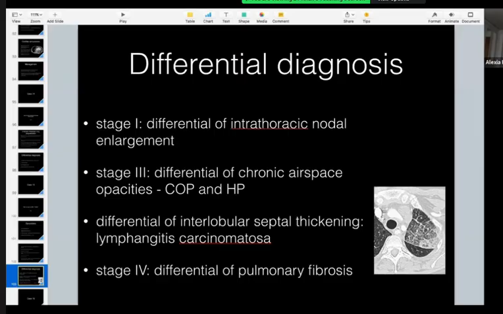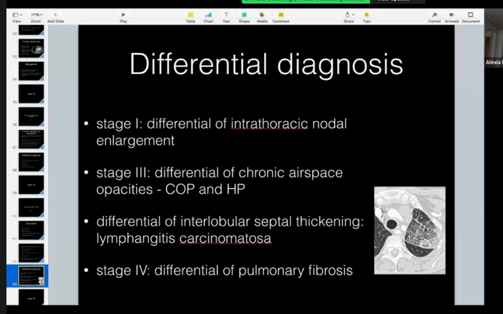In a patient with stage 2 sarcoidosis, as was the case with this gentleman, he had both alveolar and nodal involvement. So again, lymphoma would also be a differential, or a diffuse malignancy.